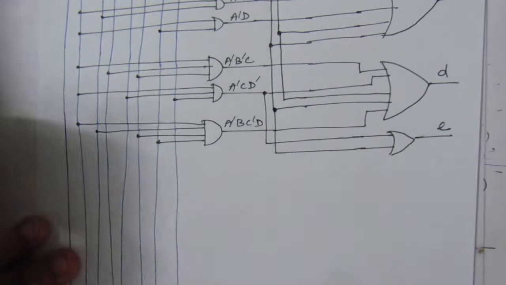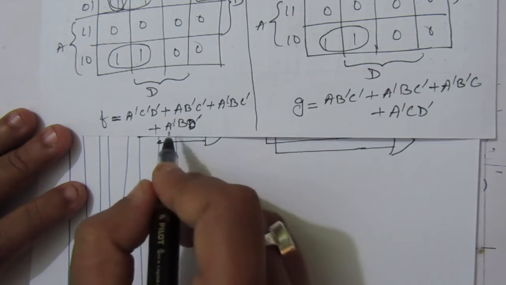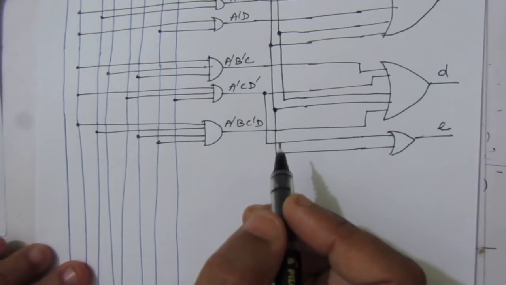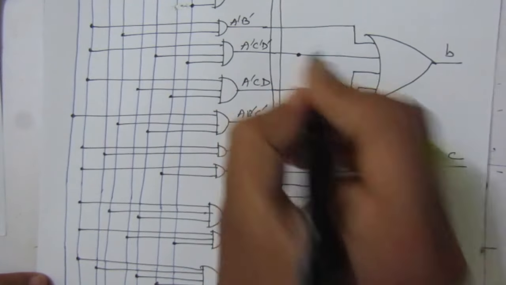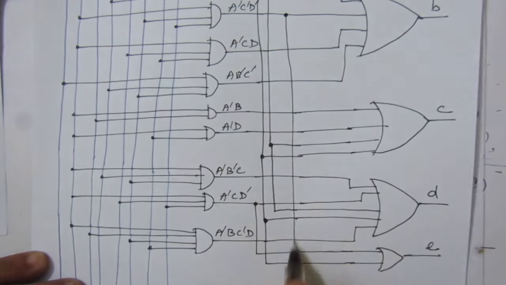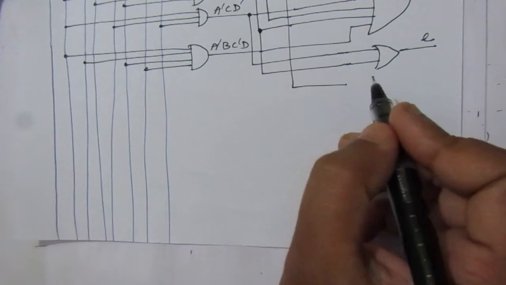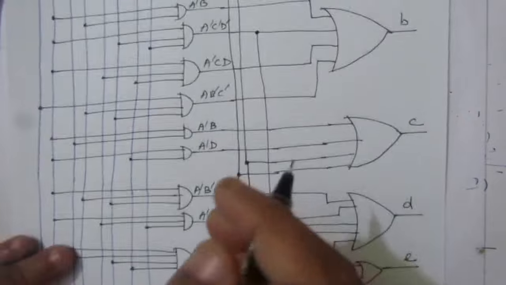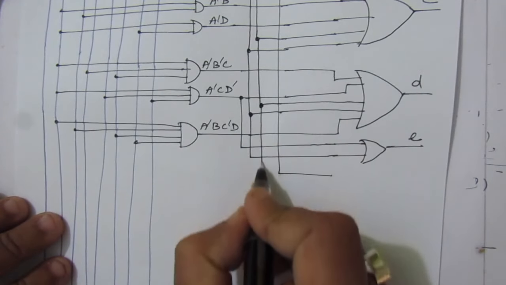Okay, then f. For f we have this expression a bar c bar d bar plus a b bar c bar plus a b c bar plus a bar b d bar. So first term is a bar c bar d bar. We have already obtained here a bar c bar d bar, this line. Take a connection from here. So this will be one input. Then the next term is a b bar c bar. We already have here a b bar c bar. So take a line from this, the second line.